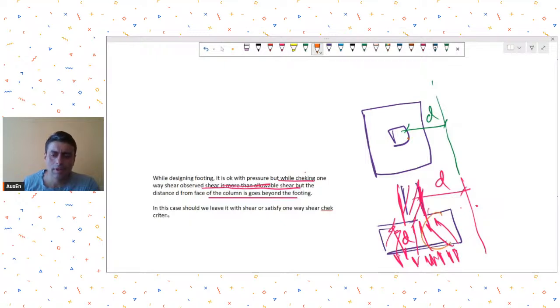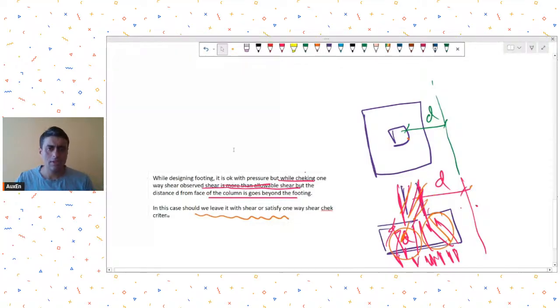That means you don't have to worry about the one-way shear check in this footing, because the d distance critical section is outside the footing line. That means this column itself will provide enhanced shear strength to this footing, and that's why you can leave the shear check. No need to check for shear in this case, if the d distance lies outside the footing. Okay, good. This does happen usually when you have thicker footings, and when the footing extent is smaller. Good. So this was Engineer Harshal.